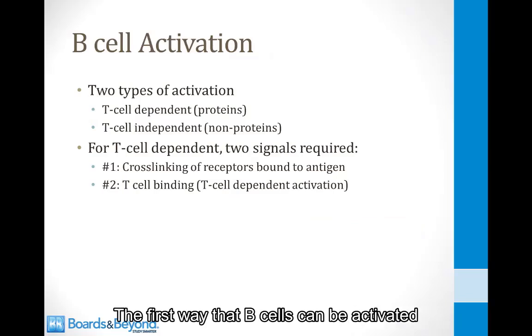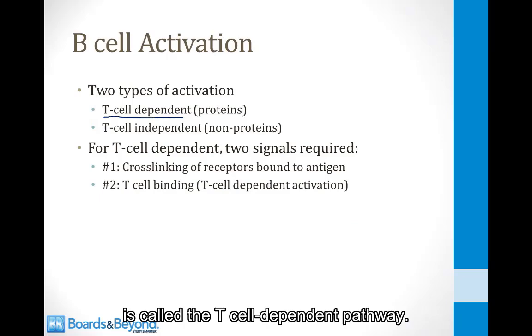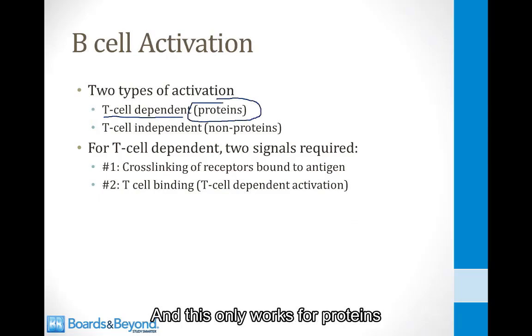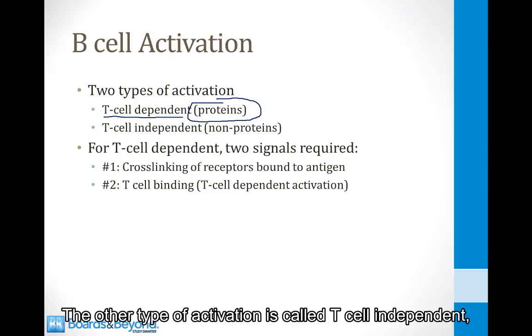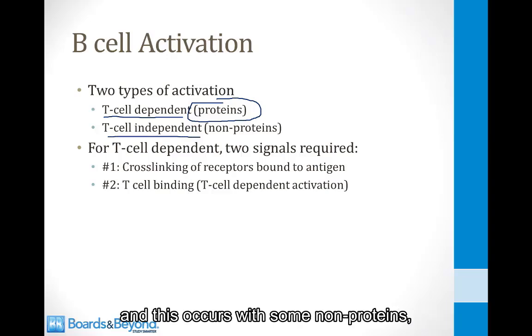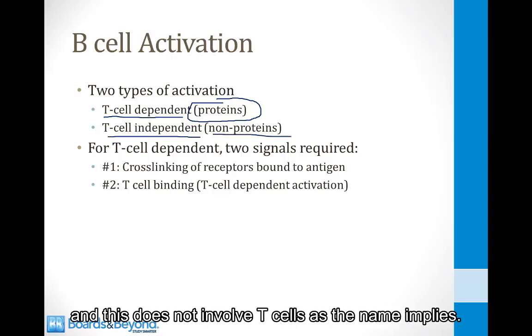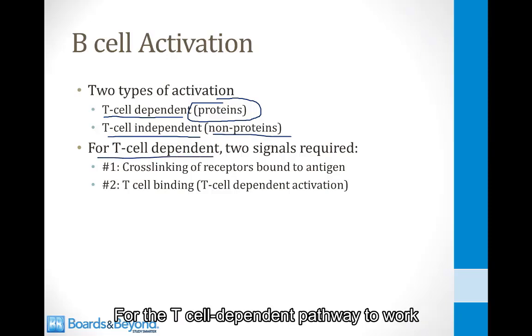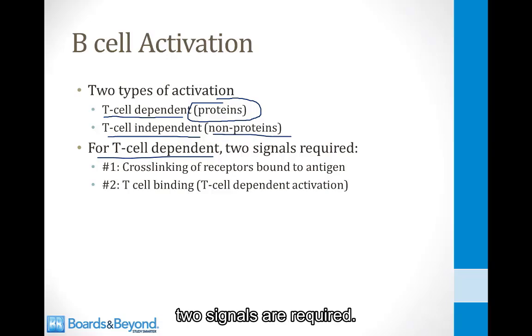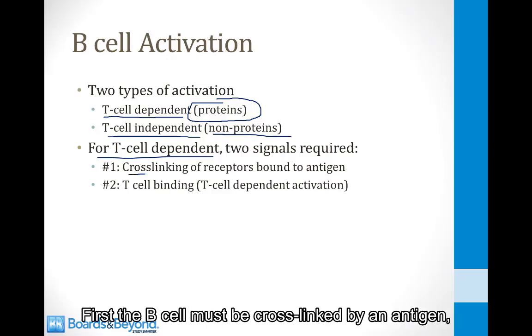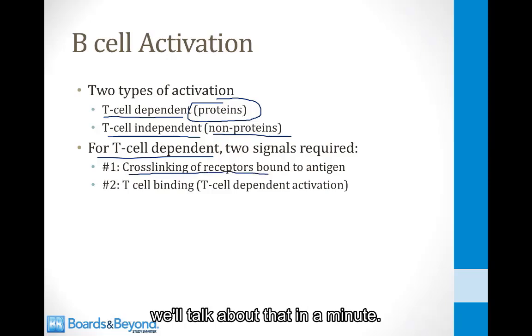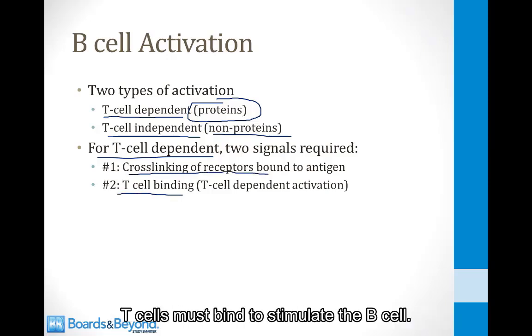The first way that B cells can be activated is called the T cell dependent pathway. And this only works for proteins because, as you know, only proteins can activate T cells. The other type of activation is called T cell independent, and this occurs with some non-proteins, and this does not involve T cells as the name implies. For the T cell dependent pathway to work, two signals are required. First, the B cell receptors must be cross-linked by an antigen. We'll talk about that in a minute. And secondly, T cells must bind to stimulate the B cell.